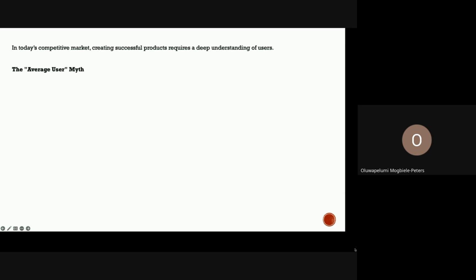Who has heard of this word, the average user? So when they ask you, what are you building for? Who will say it's for the average user? Who has heard that? Or who is your target audience? You hear things like it's for the average user. What do you guys understand by the average user? Is there anything like the average user? Is there really a target audience called the average user?